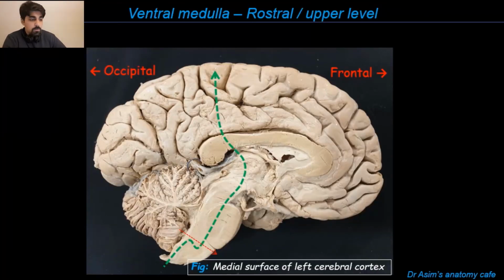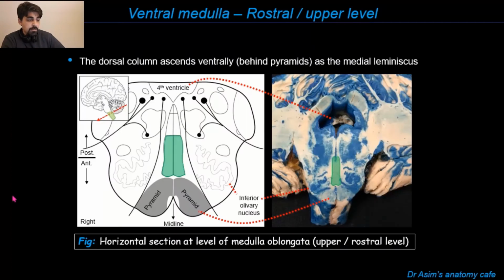Now, once again, we're looking at the medial surface of the cerebral hemisphere. The dotted line over here once again represents the trajectory of the dorsal column pathway. We've seen that the internal arcuate fibers have moved more anteriorly, and now the dorsal column is ascending upwards as the medial lemniscus. Hence, if we take a section from the upper medulla oblongata, above the level of the internal arcuate fibers, then the section looks somewhat like this.